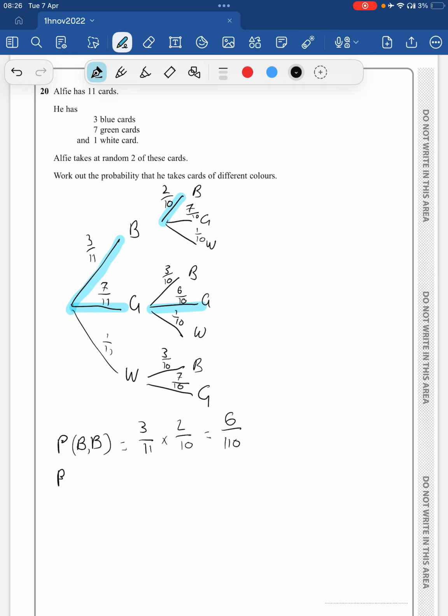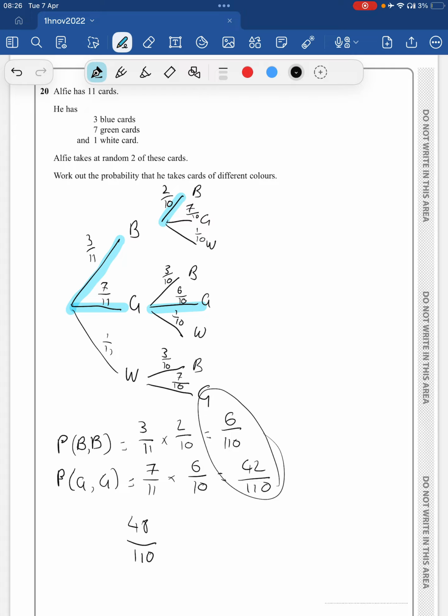And the probability of green green is going to be 7/11 times 6/10. So now we've got a total probability, when I add those together, of 48 out of 110. But that is that they are the same color.